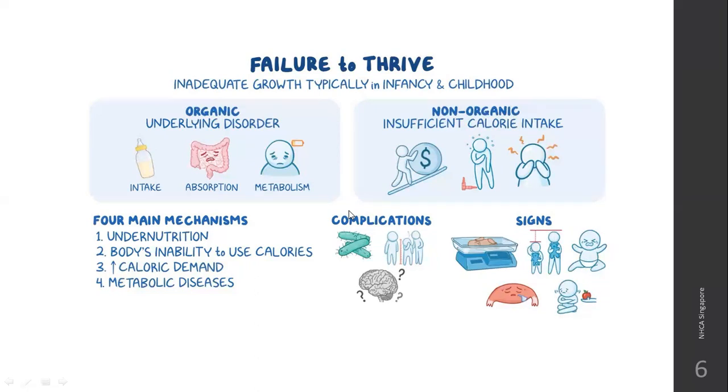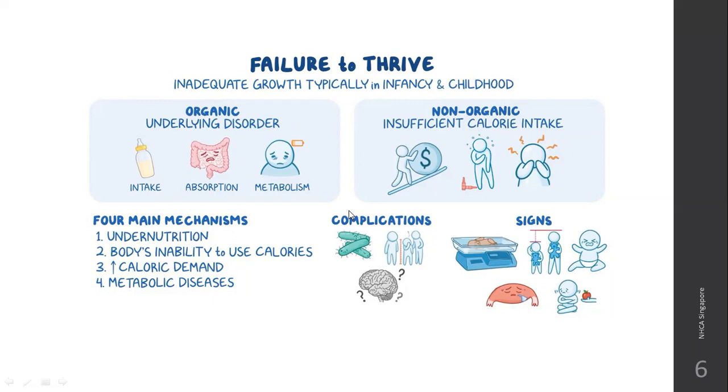In non-organic FTT, another type of FTT, it happens because of insufficient calorie intake without any known medical condition. In the majority of cases, we have seen that the children who suffer from non-organic, or environmental or psychosocial, FTT usually come from poverty, usually from below poverty line households. Errors in feeding, so these all will affect the non-organic FTT.